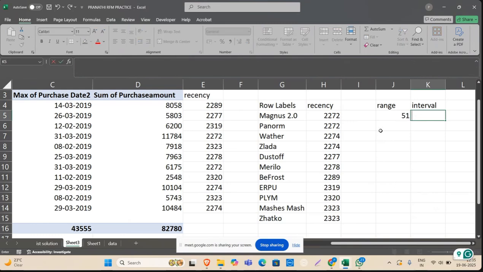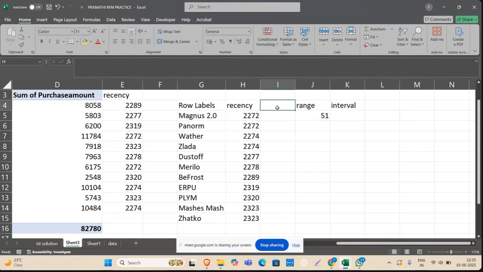I have to explain. Here we are calculating this because we have to give a recency score. For frequency also we are calculating to understand the frequency score, and for monetary it is the same. For recency, the lower the recency, the higher the score given: 5, 4, 3, 2, 1. For frequency and monetary we give 1, 2, 3, 4, 5.